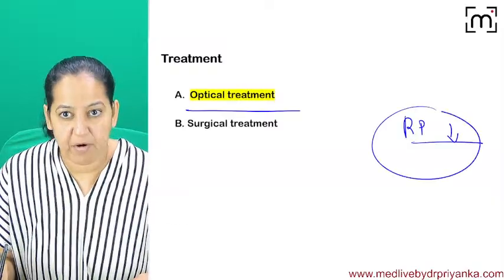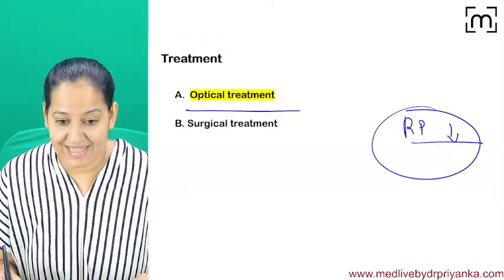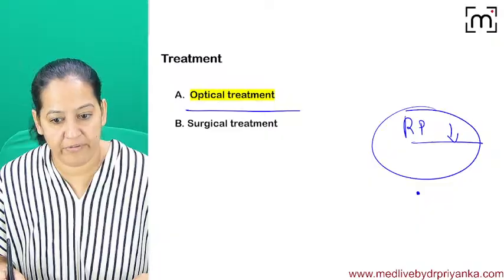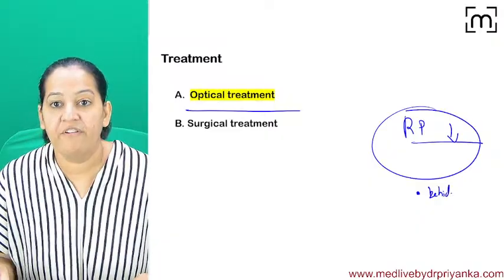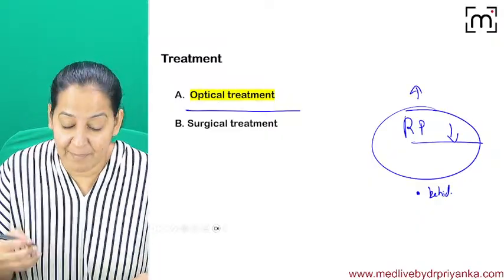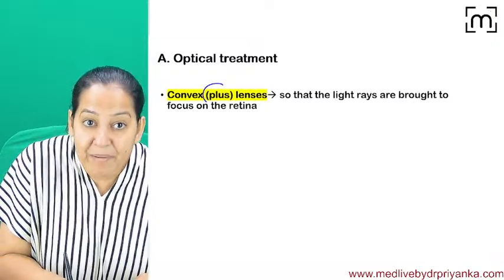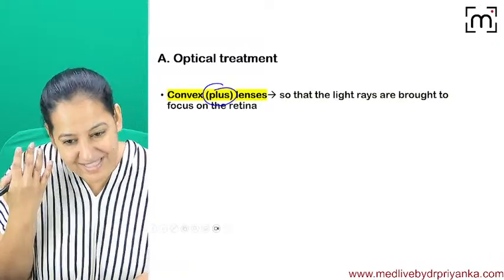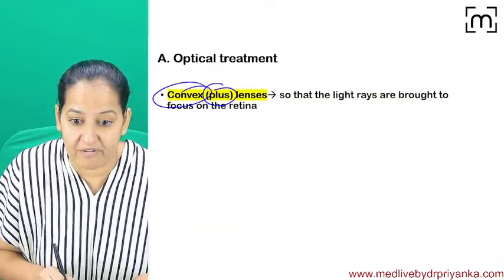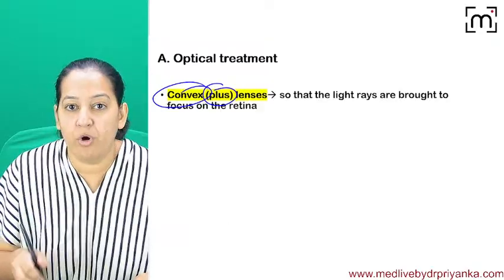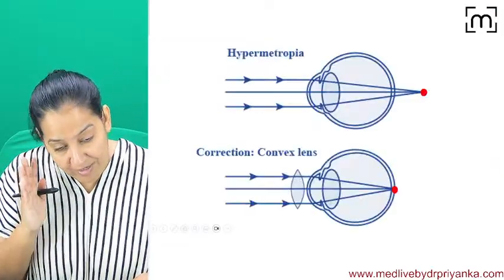So the refractive power of the eye is less now. That's why the image is not formed on the retina. It is behind the retina. We have to increase the refractive power, and that can be done with a convergence lens, that is a plus lens. Please understand why we are using convex, not concave. We use a convergence lens because we want to increase the refractive power and focus back on the retina.